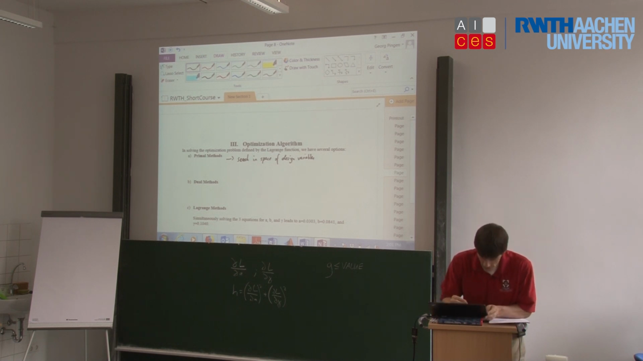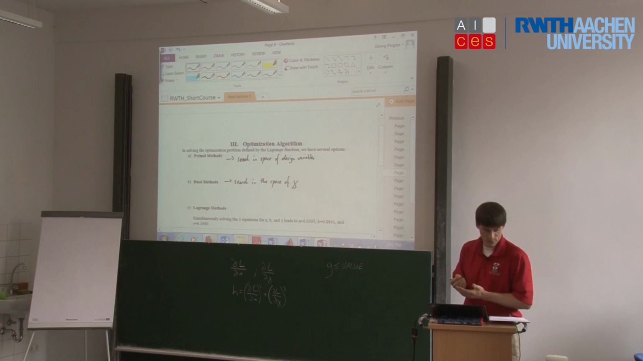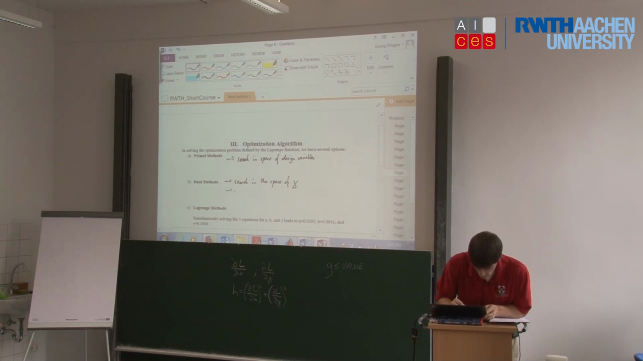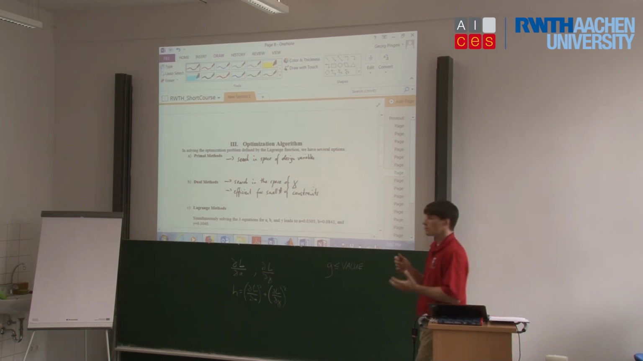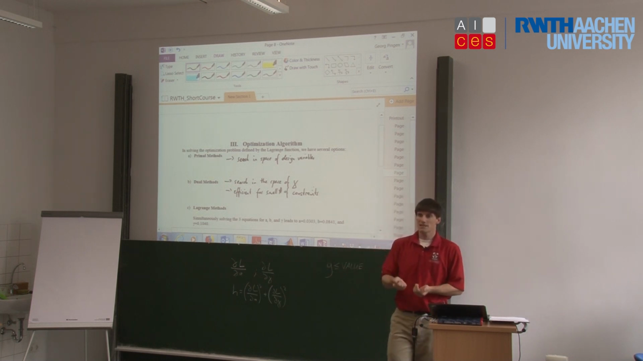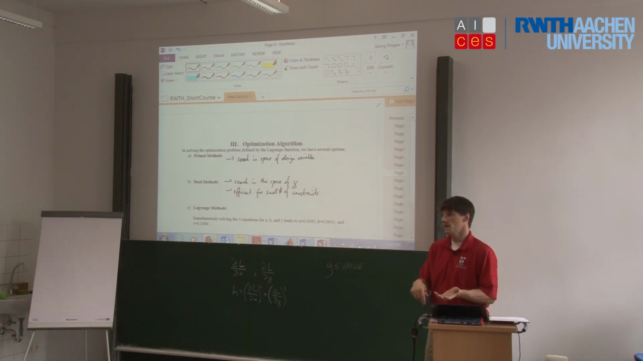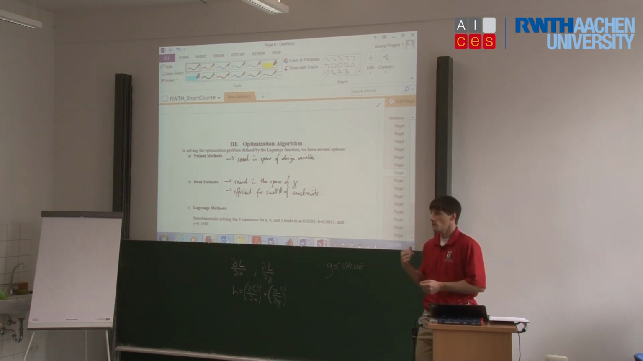Okay. Dual methods search in the space of the dual variables, gamma. And they're efficient for a small number of constraints. So when we have problems with a low number of constraints, dual algorithms are usually efficient. What they do is they convert the problem into two problems: a maximization in the dual variables and a minimization in the primal variables, and we look at that in just a minute.